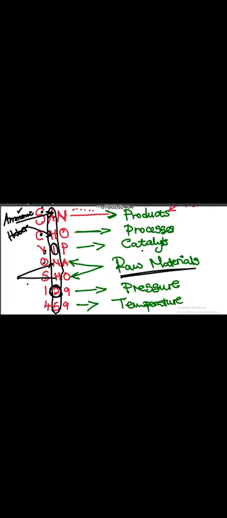So, ammonia is manufactured by the process called the Haber process. And iron is used as the catalyst. Nitrogen and hydrogen are used as raw materials. 200 atmospheric pressure is used and 450 to 500 degrees Celsius temperature.